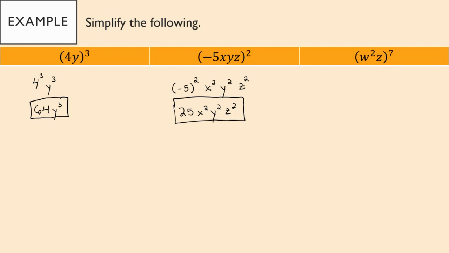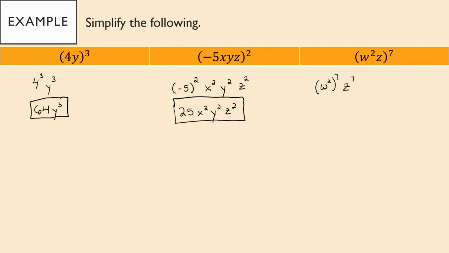Now on the right, we have w squared z, and then we have an exponent of 7 on the outside. So everything on the inside gets that exponent of 7. So that w squared is applied an exponent of 7, so we're going to write it where that's on the outside. And then the z gets an exponent of 7. So that's using our power of a product rule.